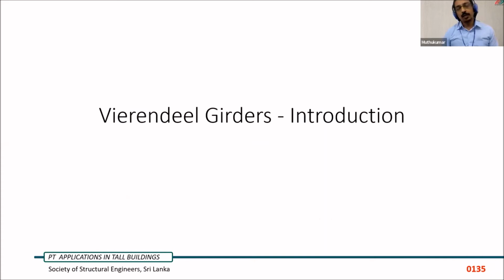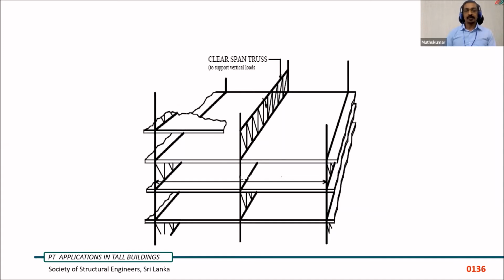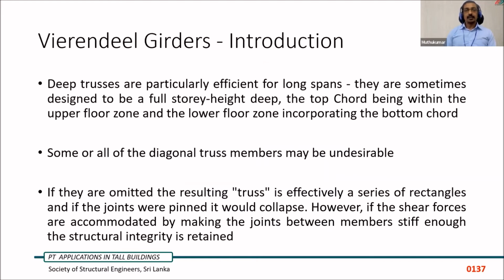One more application in the case of long spans is Vierendeel girders. Normally Vierendeel girders are steel trusses which are used in buildings, but in specific cases when the span is around 40 to 50 meters, we use concrete Vierendeel girders to connect two floors, and this is utilized for high-rise buildings. These are deep trusses, particularly efficient for long spans.